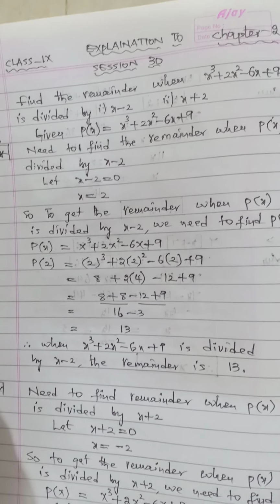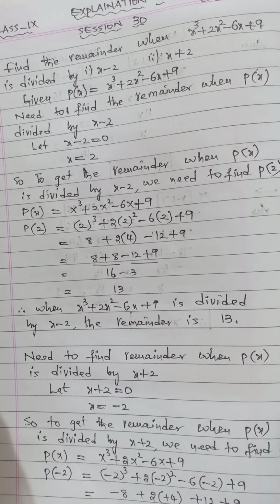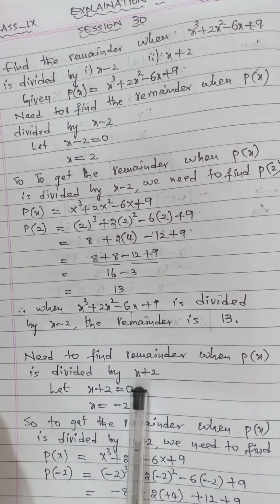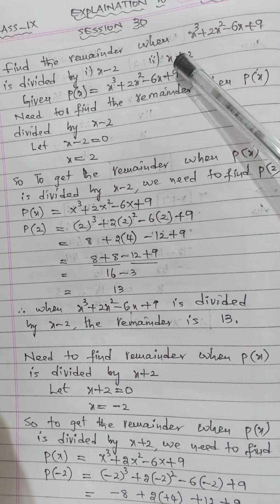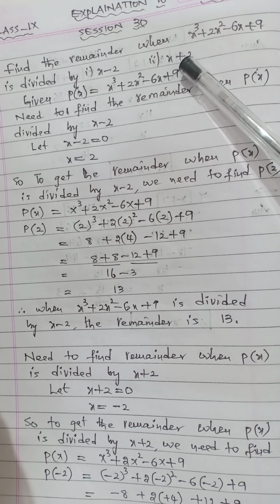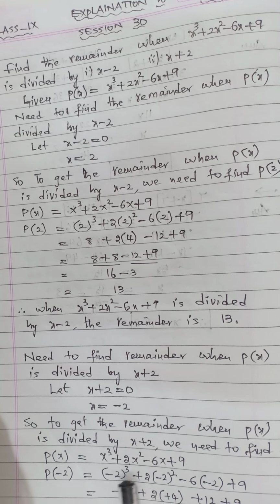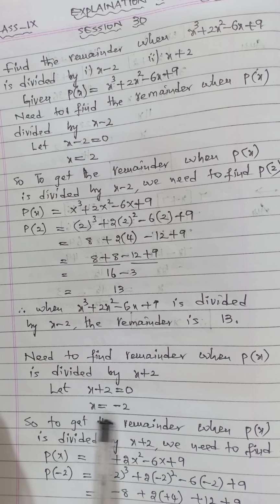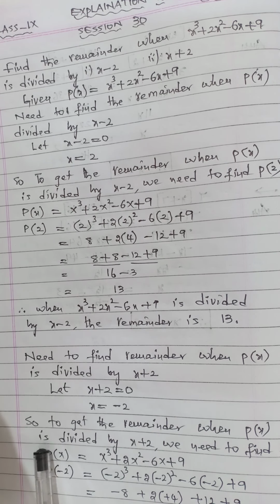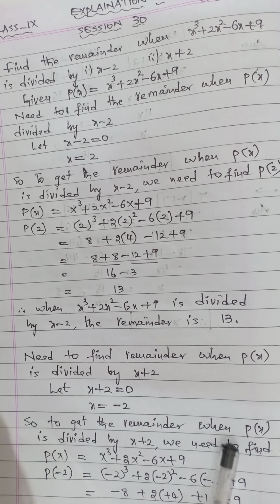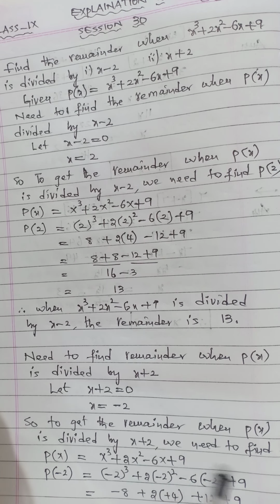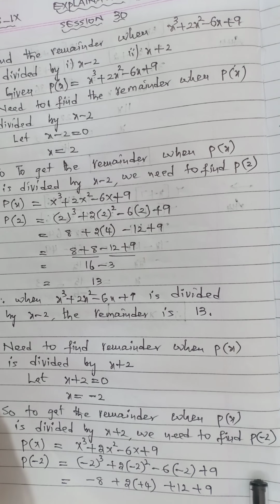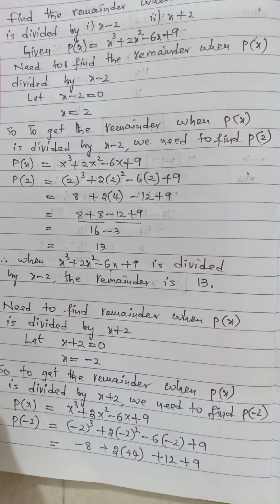Okay, next, now go for the second question. In the same question, we need to find the remainder when p of x is divided by x plus 2. Already it was mentioned in the two questions: one is x minus 2 and one is x plus 2. Same consideration: let x plus 2 be equal to 0, so x is equal to minus 2. Write the same statement: to get the remainder when p of x is divided by x plus 2, we need to find p of minus 2. Follow the same procedure as for the previous question.